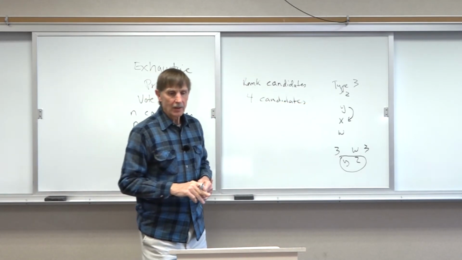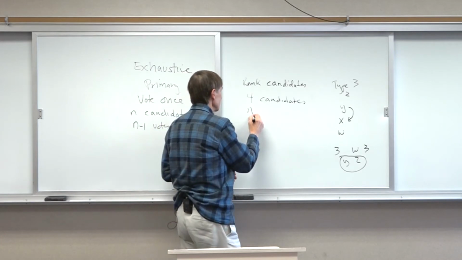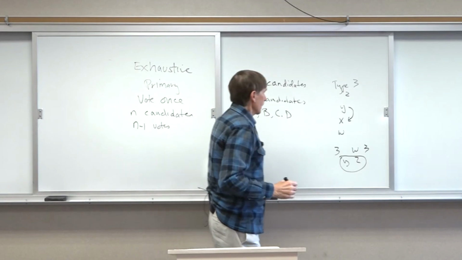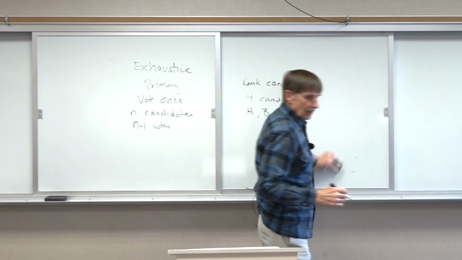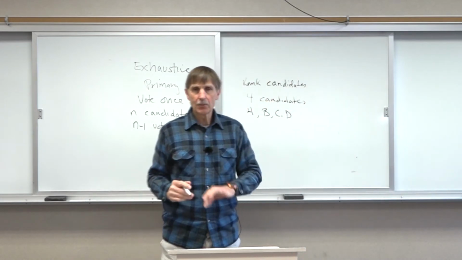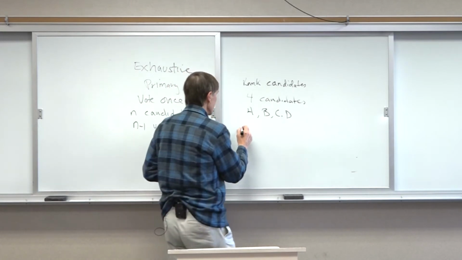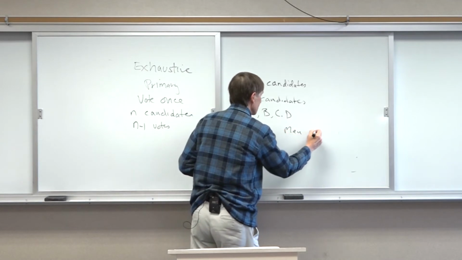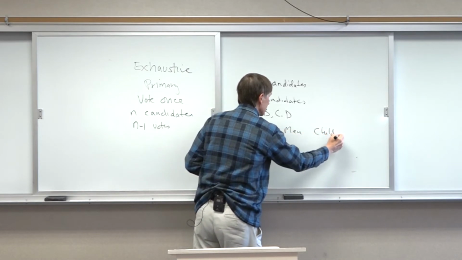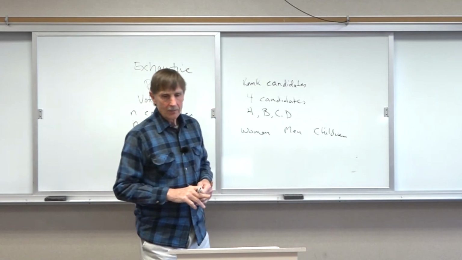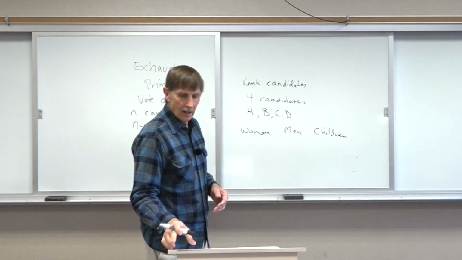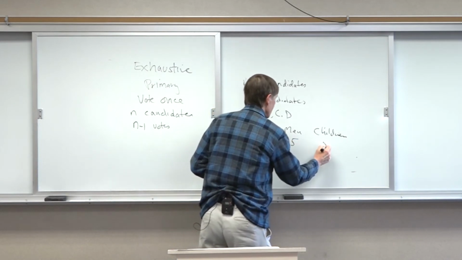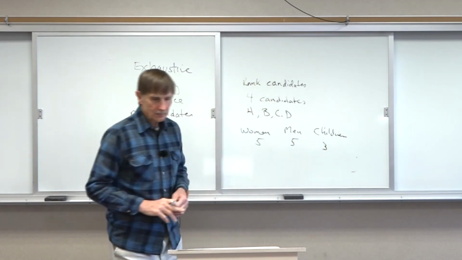And we'll call them A, B, C, D. And again, let's say that we have 3 types of voters. Let's say we have women, we have men, and we have children. And so let's say we have 5 women and 5 men, and we have 3 children. Okay?